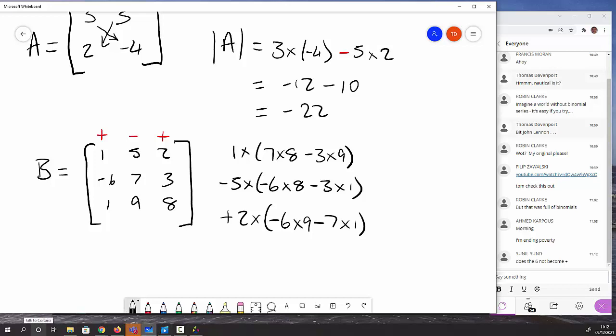Right, so Sunil is saying, does the 6 not become plus? No, when we did this middle row here, let me get the blue pen. So when we did the middle row there, the minus 5 was because of the minus there, but we took out that row and that column, and we would have had a plus here and a minus here. So the 6 remains minus 6, but the 3 becomes minus 3. So minus 6 is there and minus 3 is there. Is that okay?